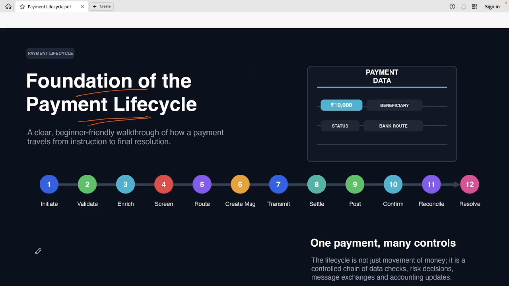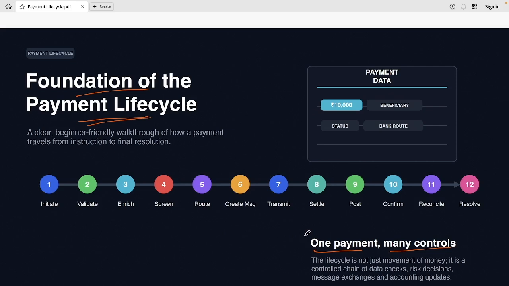Before we move further, let us take a simple example. Suppose a customer wants to transfer 10,000 rupees to a supplier. So the bank must first understand who is making the payment, who will receive the payment, is the account active, does the customer have enough balance, is the beneficiary information valid, and which payment network should be used, and so on. That's why we call it one payment but many controls, because there are so many steps involved when one payment flows from the starting to the end.